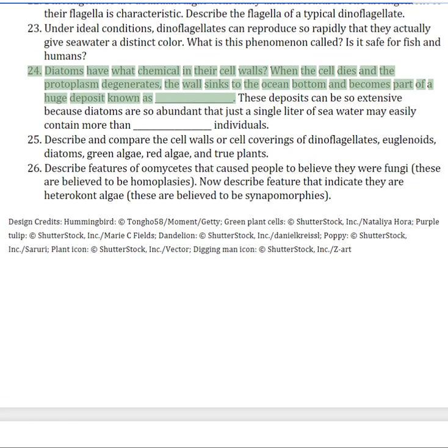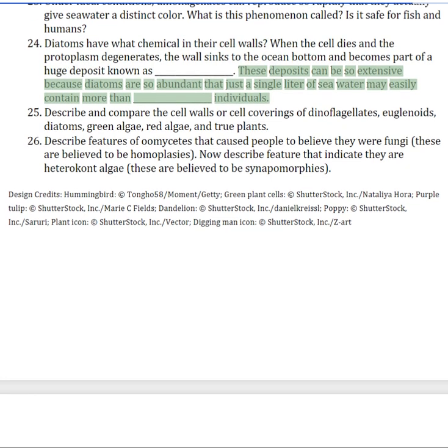24. Diatoms have what chemical in their cell walls? When the cell dies and the protoplasm degenerates, the wall sinks to the ocean bottom and becomes part of a huge deposit known as ____. These deposits can be so extensive because diatoms are so abundant that just a single liter of sea water may easily contain more than ____ individuals.